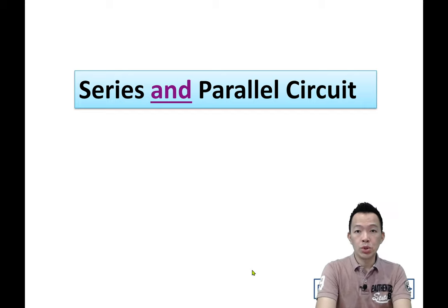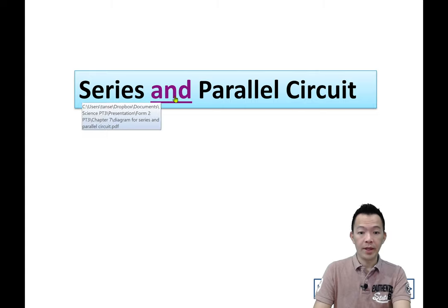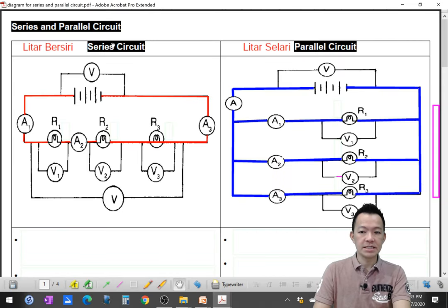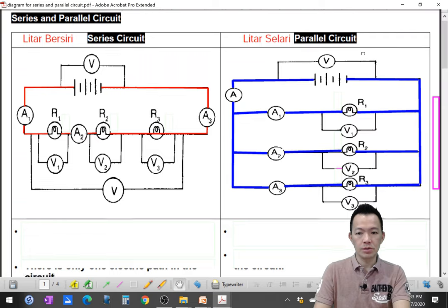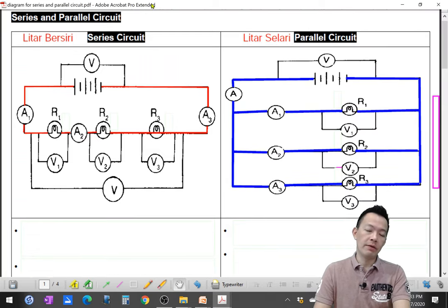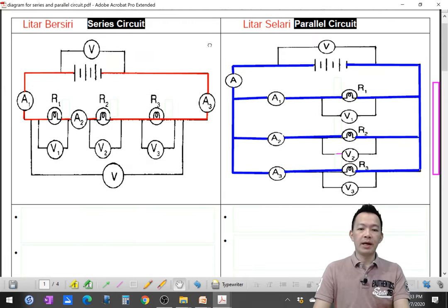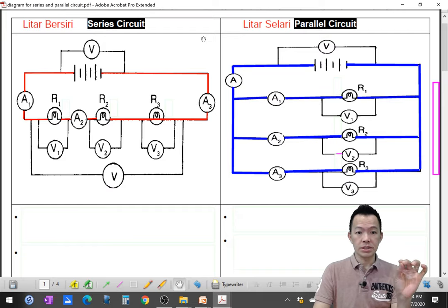Hi, Form 2, chapter 7, video number 21, we start another very big title, series and parallel circuits. 串联跟并联的电路. So what's the difference between the series circuit and parallel circuit? 有什么差别呢? In Malay, we call litar bersiri, litar selari, 有什么不一样? Okay, before we go further, we copy our notes first. And we see how the revision book tells us about series circuit and parallel circuit.